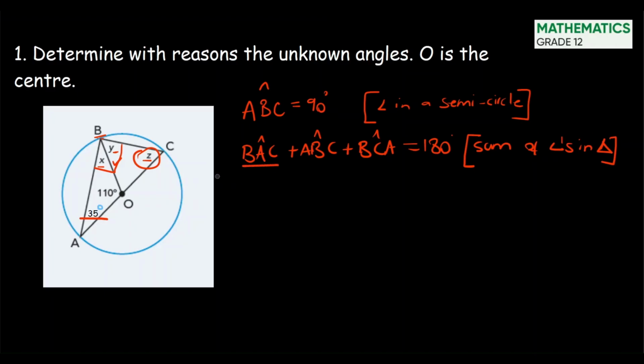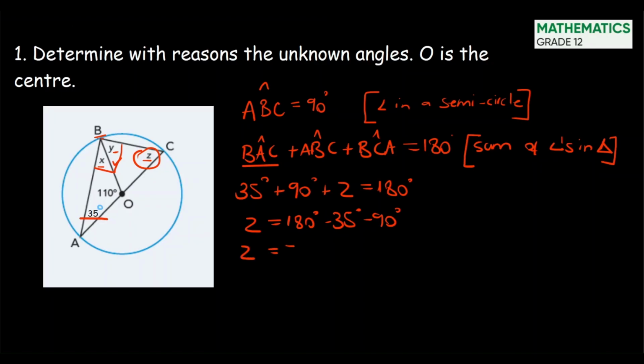So what is BAC? BAC is given as 35, and ABC we deduce to be 90 degrees. And angle BCA is Z, which equals 180 degrees. So we isolate Z: we take the 35 and 90 to the right hand side of the equation, and they change sign from both positive to both negative. 180 minus 35 minus 90 will give us 55 degrees. So angle Z equals 55 degrees.